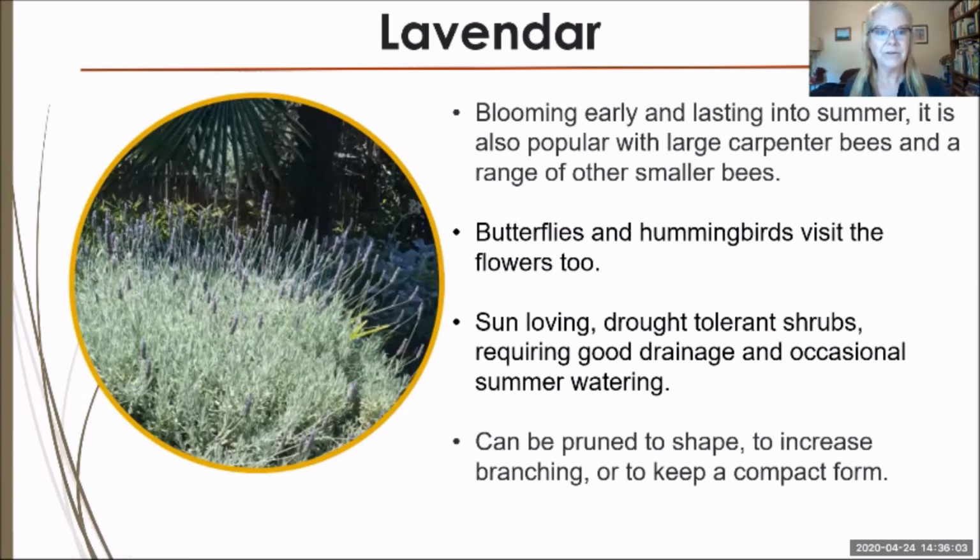Lavender, blooming early and lasting into summer. This one is definitely a go-to. It's also popular with the large carpenter bees and a range of other smaller bees. The butterflies and the hummingbirds visit the flowers too. So you get a wild array of pollinators on this plant. They're sun-loving, they're drought-tolerant. They do require good drainage and occasional summer watering, but not much care, really. They can be pruned to shape to increase branching or keep a compact form.